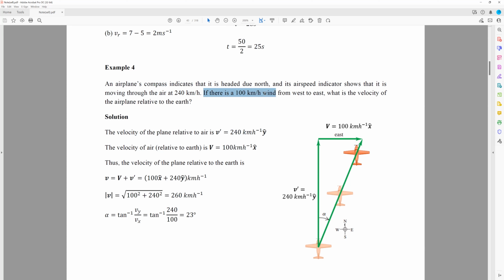So let's say there's a wind. Let me ask you one IQ question. If I say there's some wind, if the wind is an east wind, so what is the direction of the wind? From west to east or from east to west?